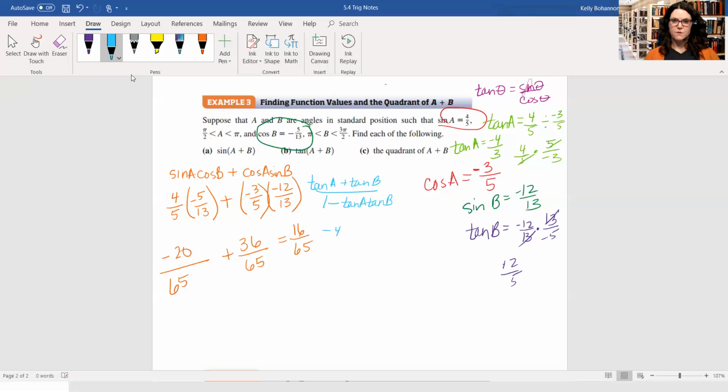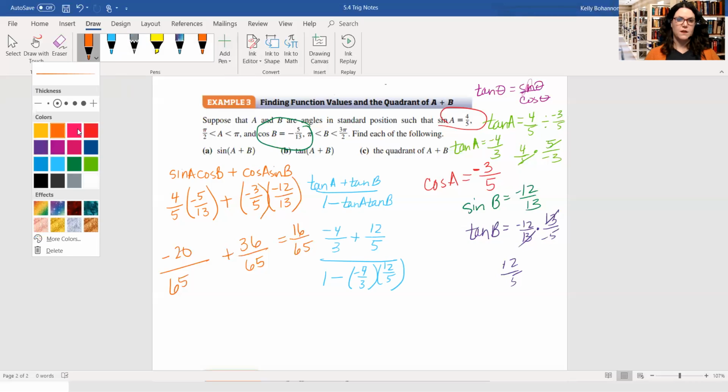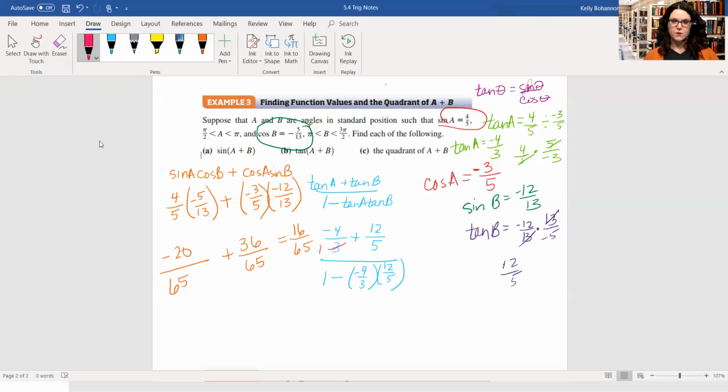So that's going to be -4/3 plus 12/5 over 1 minus (-4/3)(12/5). On top, we need a common denominator. That's the only thing that makes these a little tricky. So we'll call that 15, which means that's going to be -20, and that's going to be 36. And so on top I get 16 over 15.